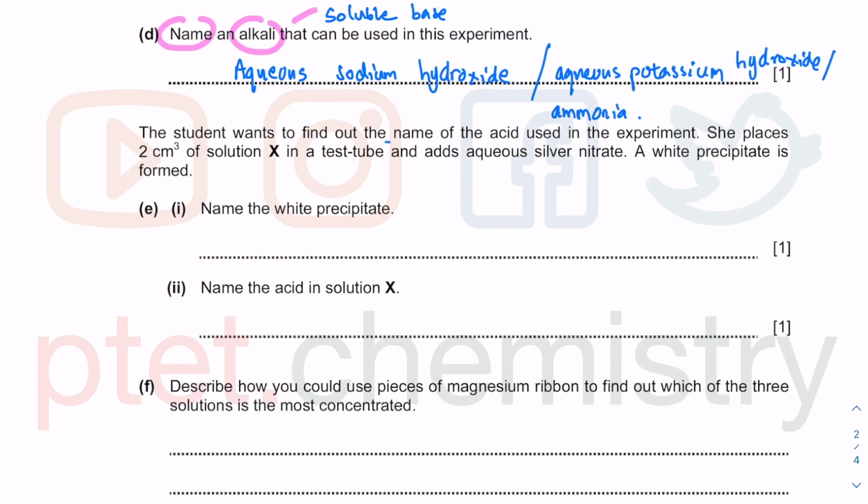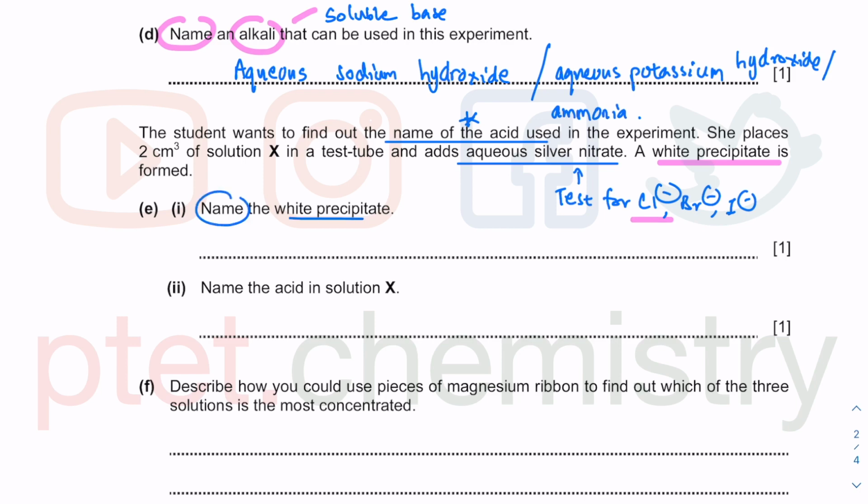Now the student wants to find out the name of the acid. She places 2 cm³ of solution X in a test tube and adds aqueous silver nitrate. Silver nitrate is the test for Cl-, Br-, and I-. You have to see your qualitative analysis table. Chloride, bromide, iodide are tested with silver nitrate. They give a white precipitate, cream precipitate, yellow precipitate. If you get a white precipitate, it has to be the chloride, not the cream-colored silver bromide, not the yellow-colored iodide. So what is the name of the white precipitate? You will have silver chloride. That is your white precipitate.